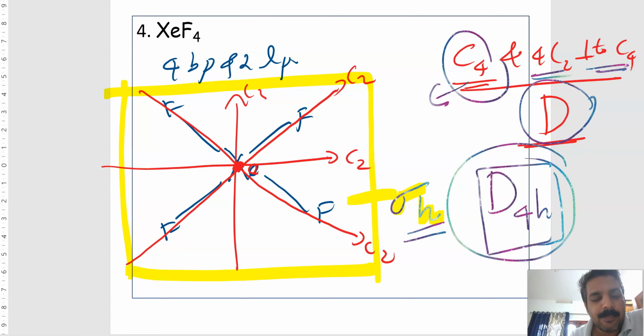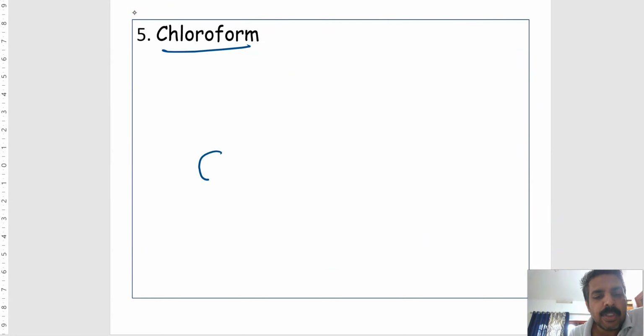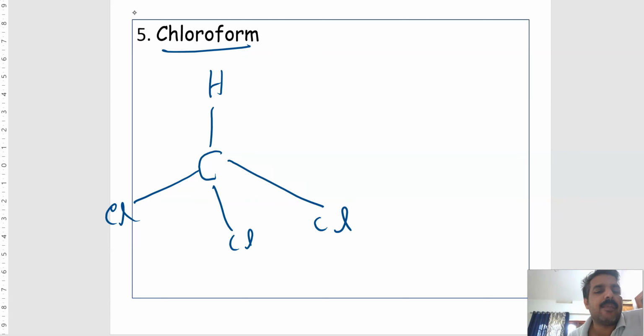Okay. The next example is chloroform. Of course, chloroform, the shape you already know. This is a tetrahedral molecule. C, H is here, Cl. Tetrahedral molecule, but here it is H, and the other 3 are chlorine. So it is not Td because it is not a completely symmetrical tetrahedral molecule.